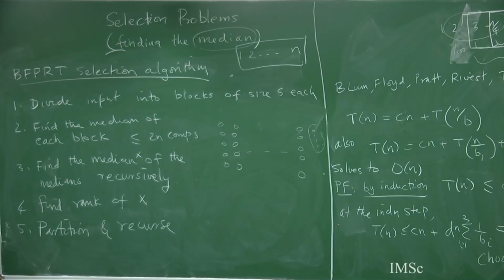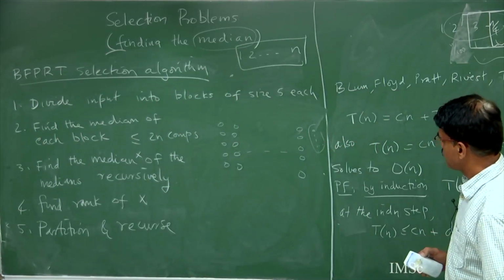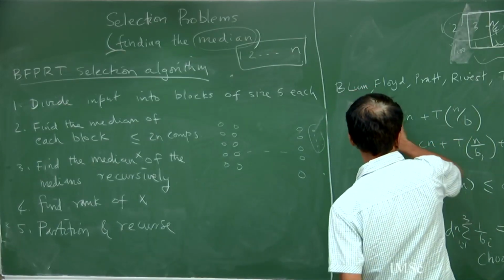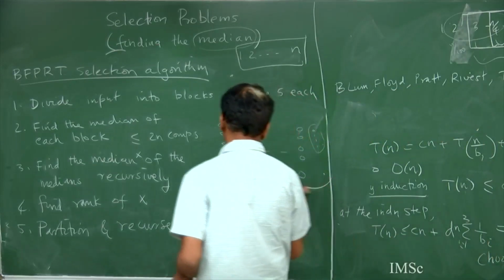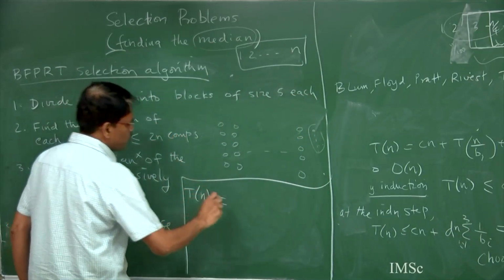Right. Let us look at the overall running time now. How much time for step 3? I am writing a recurrence relation. So, how much time for step 3? So, let me use this. So, my T of n, I said at most 2n comparisons.